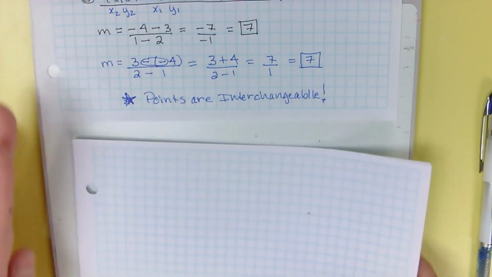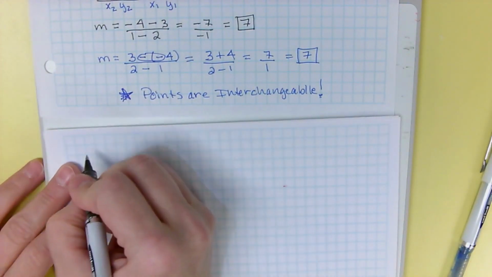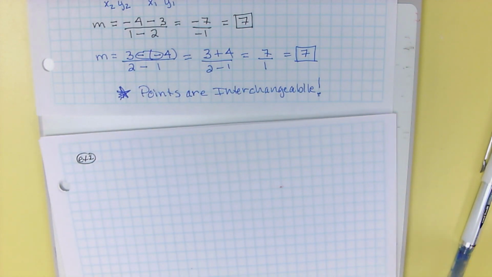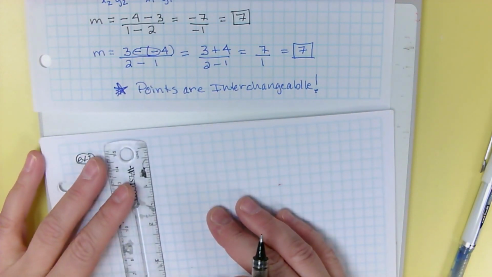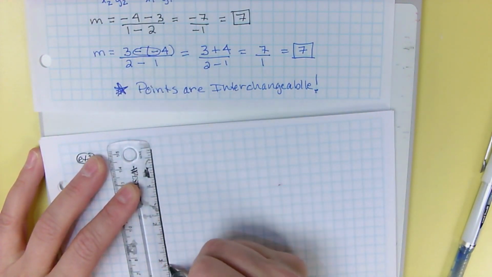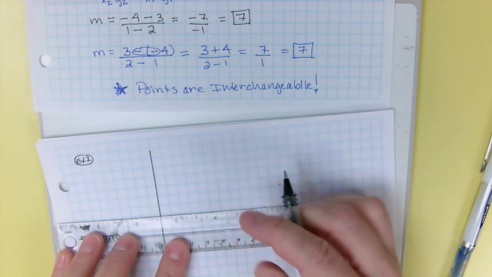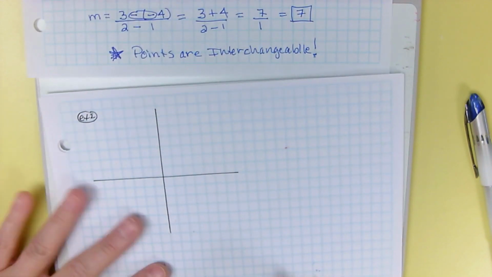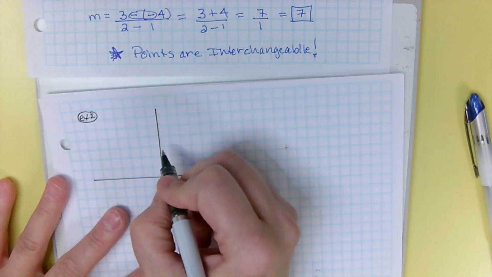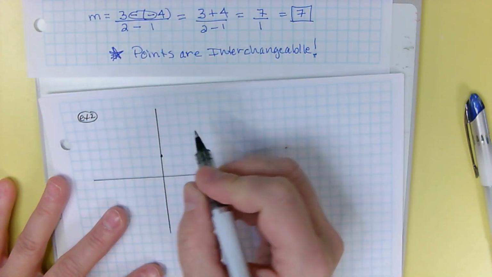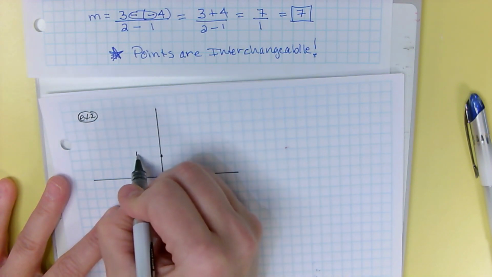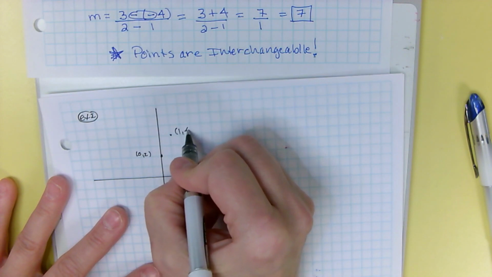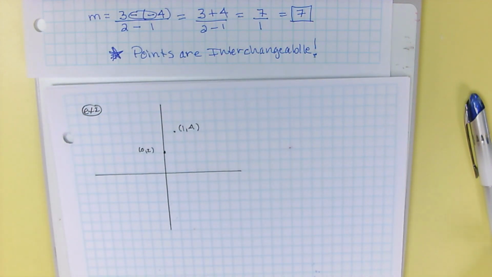So some of your problems, they're not going to give you the points. You have to get them for yourself. So take your straight edge and draw yourself a pair of smallish axes. I'm not going to pick big numbers. And then I want you to plot 0, 2, and 1, 4, and put a line through them.